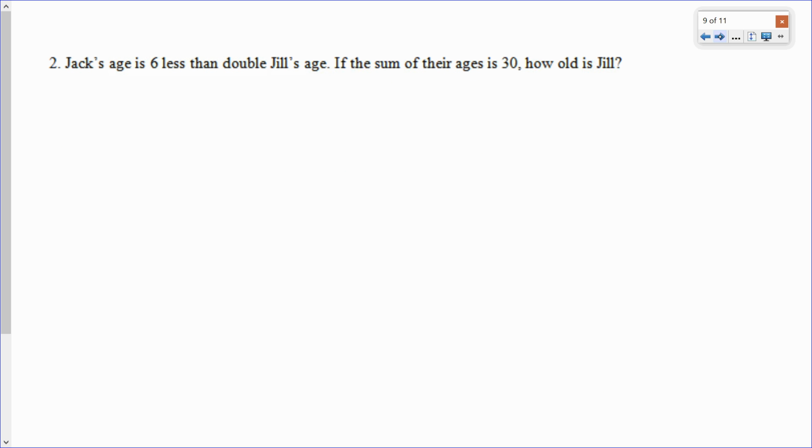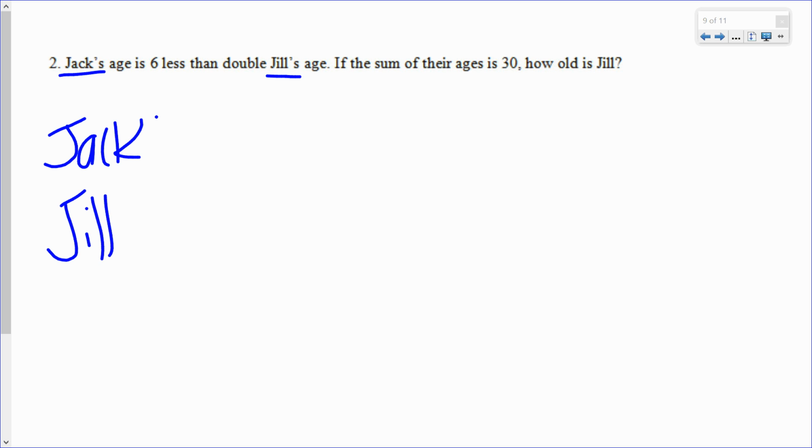Jack's age is 6 less than double Jill's age. So I'm comparing Jack and Jill. Since they both start with a J, I won't be lazy. I'll write Jack and Jill. I need to call something x, just x. Which one do I call x? Jill, because Jill comes last in the sentence. Everything else I express in terms of x.